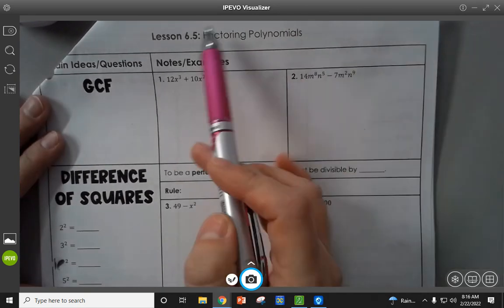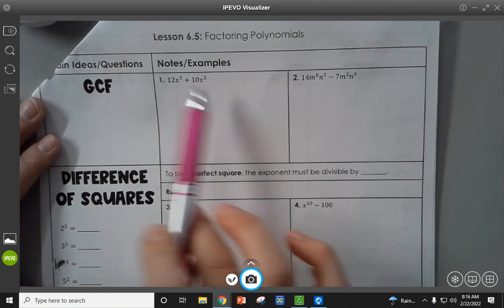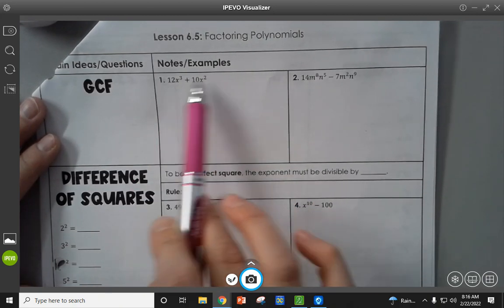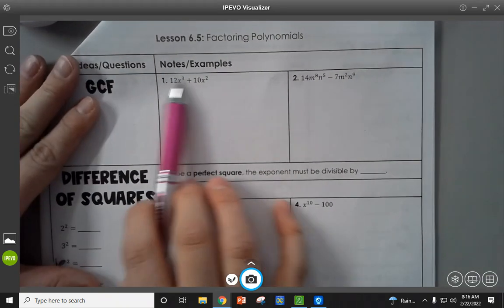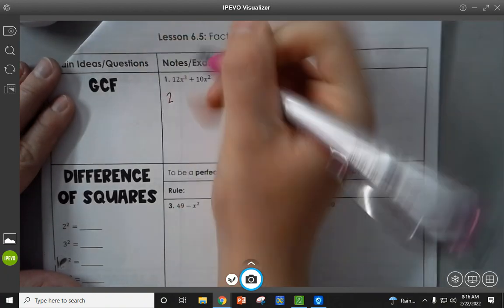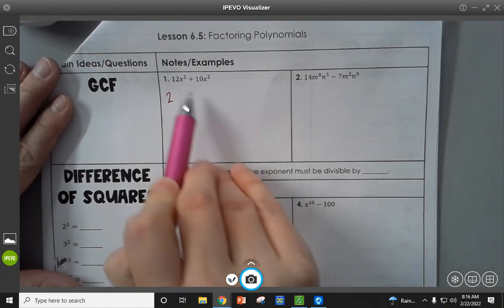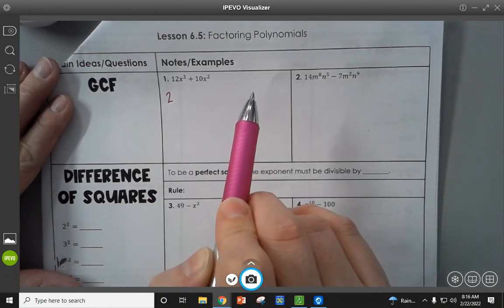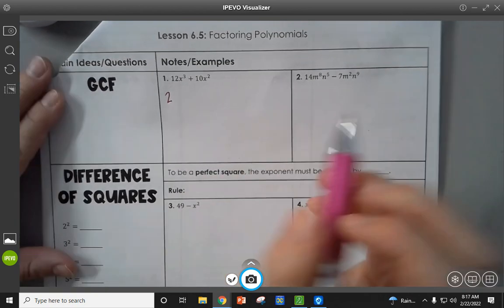So GCF, we're looking for the number that goes into both 12 and 10, the largest number. And then we see how many variables we can divide out. So what is the GCF of 12 and 10? 2. And then x cubed and x squared. What's the GCF there? It's x squared.